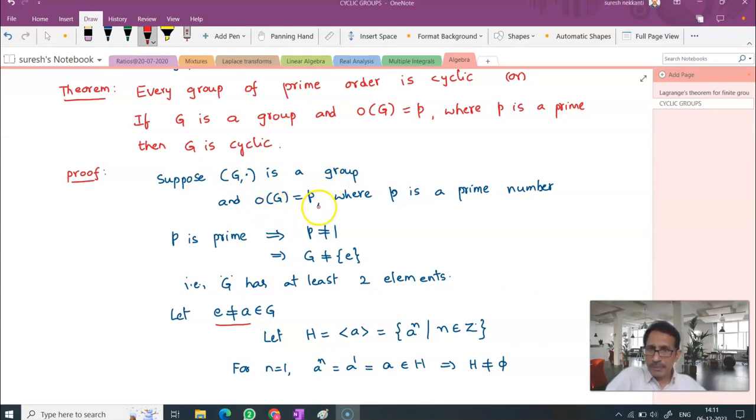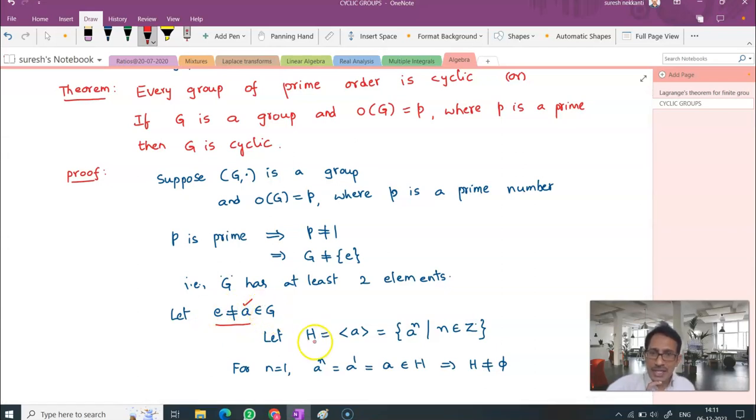Obviously P is a prime, therefore P cannot be equal to 1. So if P is not equal to 1, you can easily say that G is not equal to E, because if G is E, that is, if G contains only the identity element, then its order is 1, and 1 cannot be a prime. Therefore G has at least 2 elements, so G has at least one non-identity element. That means at least one element A that is not an identity element.